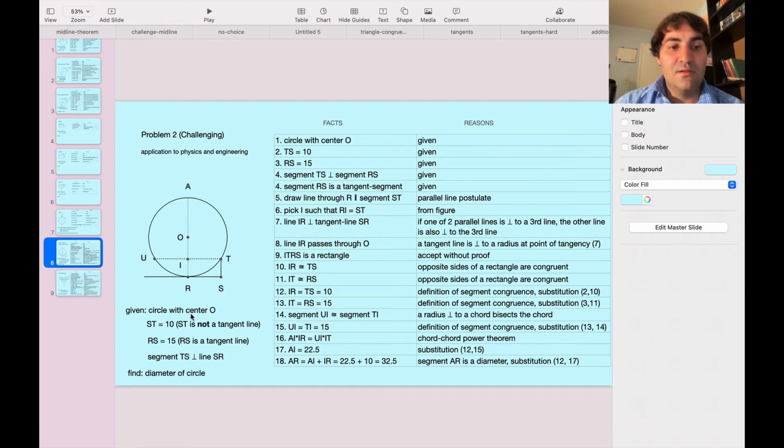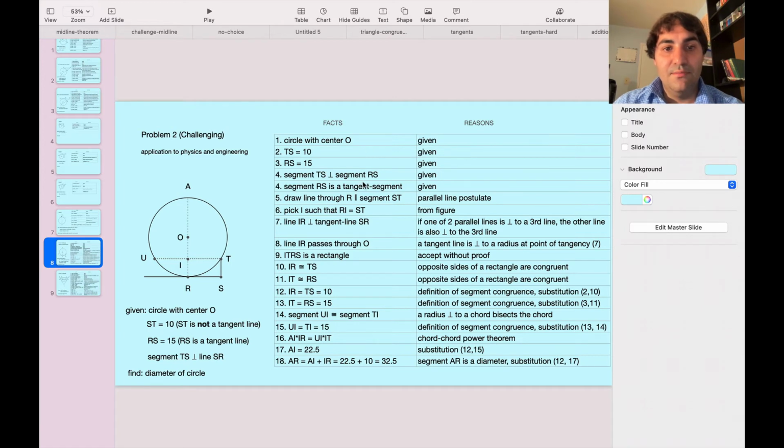So we're given a circle center O. Length of segment ST is equal to 10, and ST is not a tangent line, so the tangent line would actually have to be over here. You can see it's not a tangent, so that's going to be extremely important in this problem. The length of RS equals 15, and line RS is actually a tangent line. Segment TS is perpendicular to line SR. So let's find the diameter of the circle.